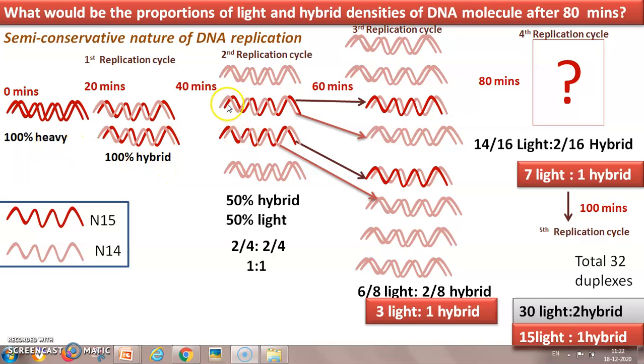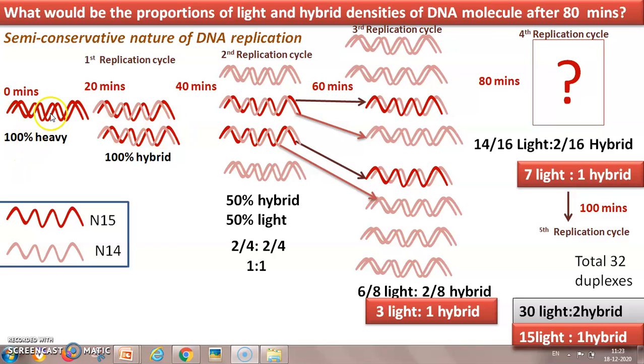The next generation, that is after 40 minutes if asked, very simple. The intermediate duplexes would separate each of the parental strands, and the heavy ones will incorporate lighter, and the lighter ones will also incorporate lighter. So instead of drawing out all this, you start with the two heavy strands. Throughout the experiment, whatever generation time is given, the heavy strands would be incorporated only once in any two duplexes, because there is only one set of duplexes.